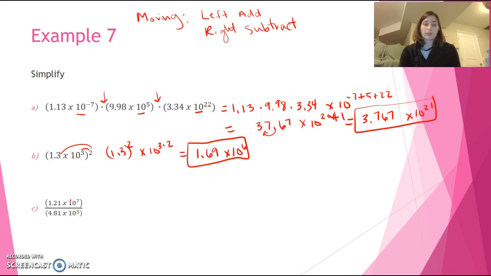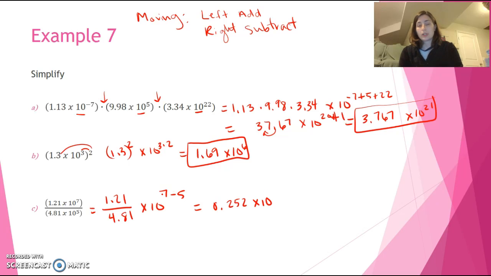Example C, we're dividing here. So I am going to divide the 1.21 by 4.81, and that's going to be times 10. And because we're dividing, we're going to subtract our exponents. So 7 minus 5. And so 1.21 divided by 4.81 gives us 0.252 times 10 to the, and then 7 minus 5 gives us 2.